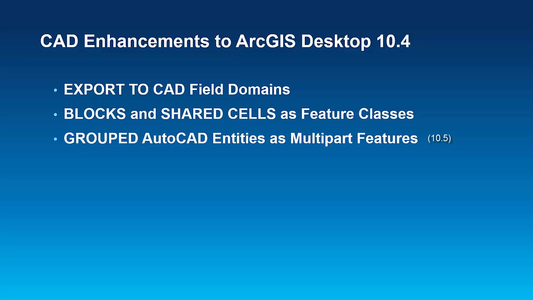Finally, grouped features in AutoCAD are now treated as single, complex, multi-part features. This is useful for depicting multi-part features or creating white space within a feature or having a complex nested polygon. Let's take a look at these new behaviors in action.